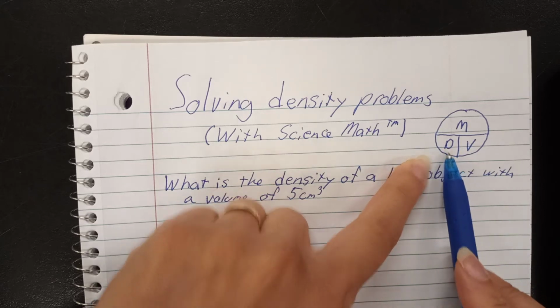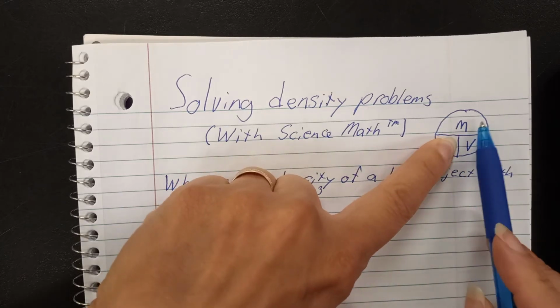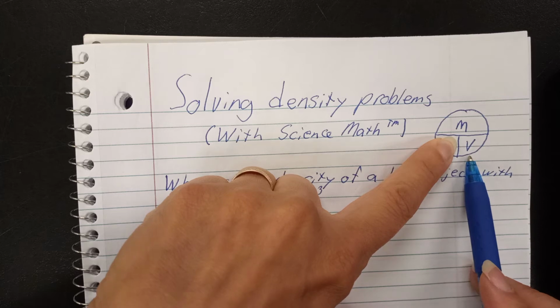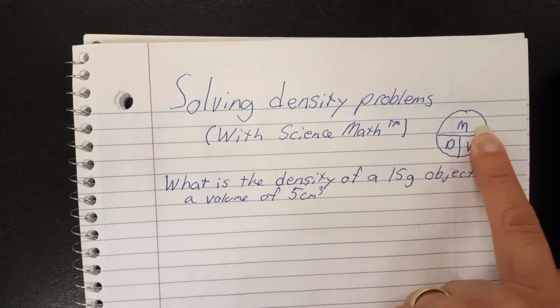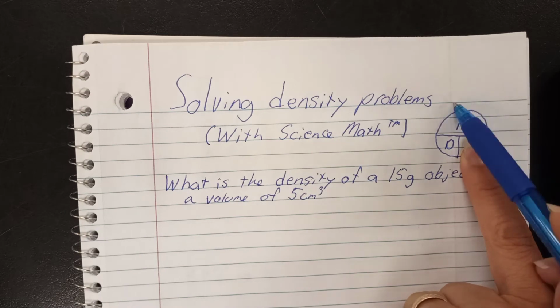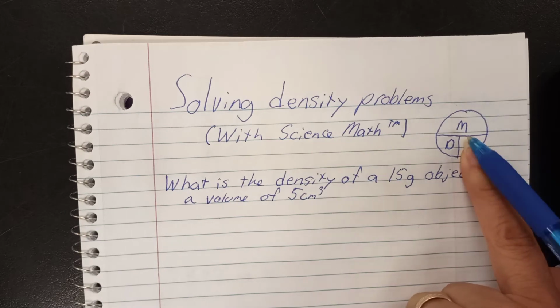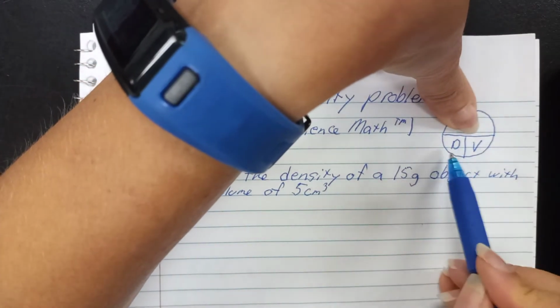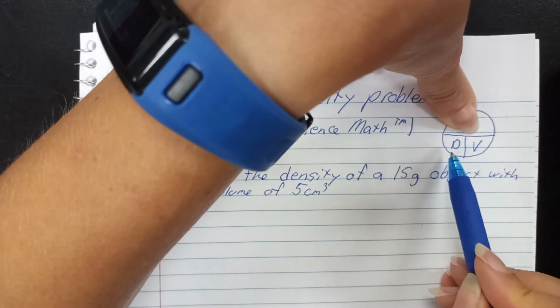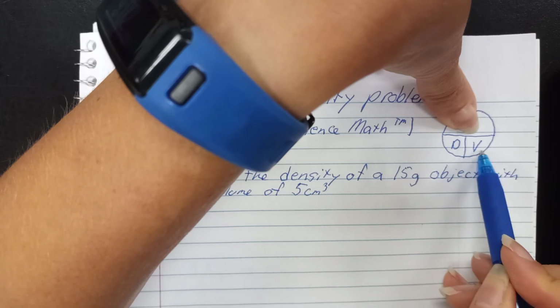So if we're trying to find density, we cover up the density and we're left with mass divided by volume, right? Mass over volume. If you're looking for the volume, we would cover it up and we're left with mass divided by density. If you're looking for mass and we cover that, notice that this isn't like one over the other. We'd get density times volume.